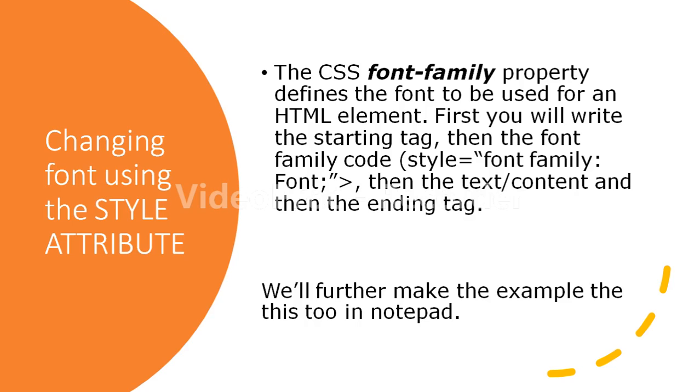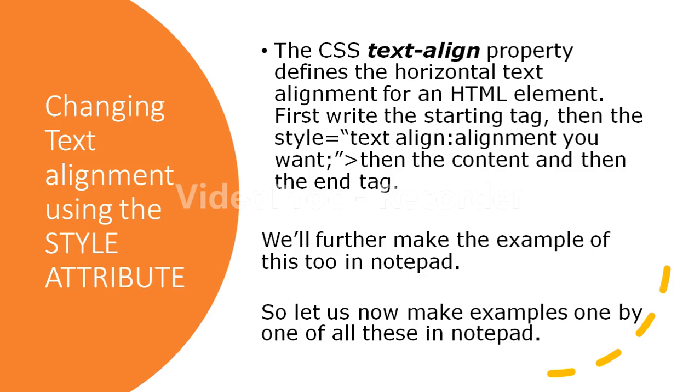Changing font using the style attribute. The CSS font-family defines the font to be used for an HTML element. First you write the starting tag, then the font-family code, then the text or content, then the ending tag. So, changing the text align using the style attribute. The CSS text-align property defines the horizontal text alignment for an HTML element. First write the starting tag, then the code of text alignment and then the content and then the ending tag.